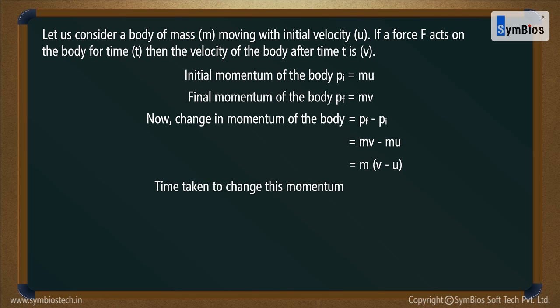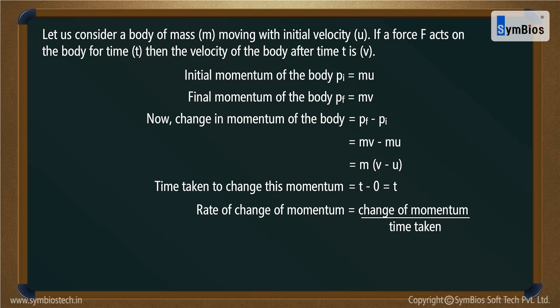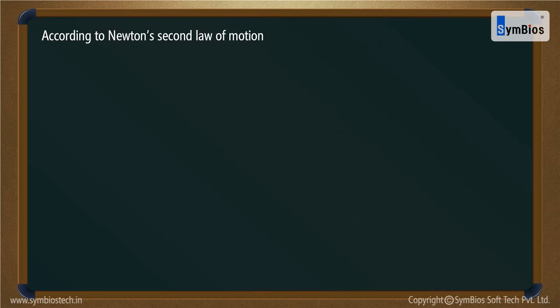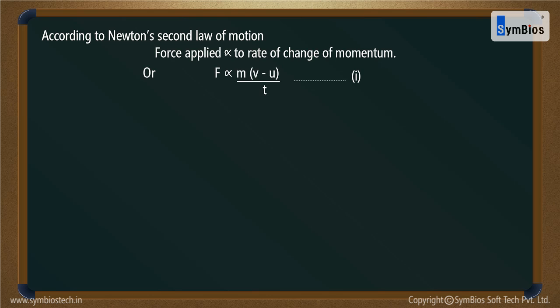Time taken to change this momentum is t minus 0, which is t. Rate of change of momentum is the change of momentum divided by time taken, which is m(v minus u)/t. According to Newton's second law of motion, force applied is directly proportional to rate of change of momentum. F is directly proportional to m(v minus u)/t.